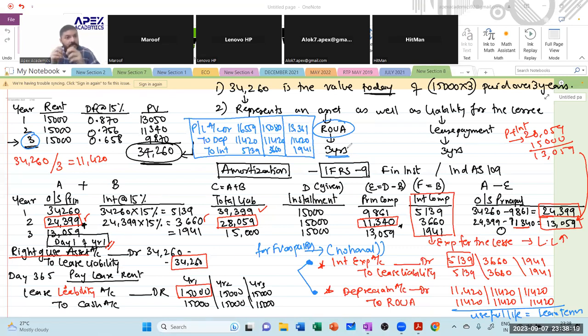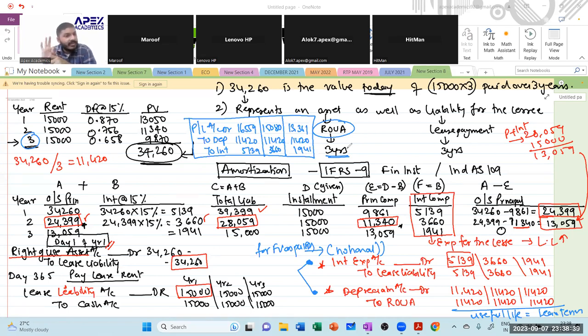Okay. Substance over form. You go to the depths of it. What is the depth of it? You are using my motorcycle. You are the owner of the right to use the motorcycle, not the motorcycle. Who owns the motorcycle? I own the motorcycle. Who owns the right to use that motorcycle? Maruf Khan owns the right to use the motorcycle.